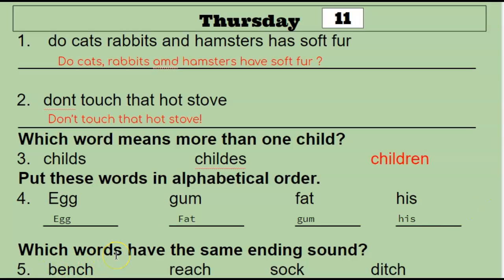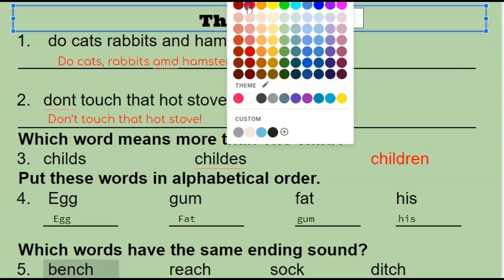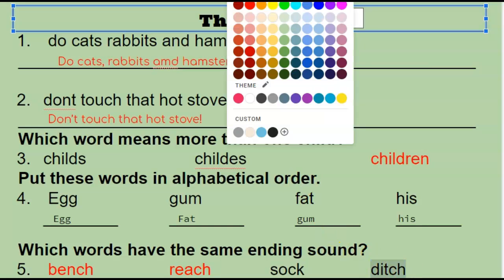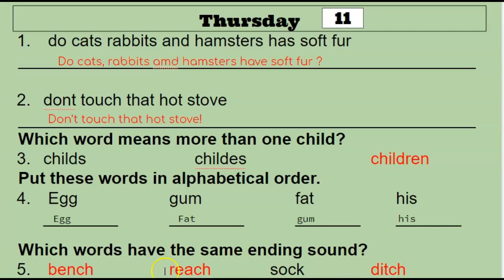Which words have the same ending sound? Bench, reach, sock, ditch. So we know the CH in bench, in reach, and in ditch. All of those have the same sound. CK makes a different sound than CH.